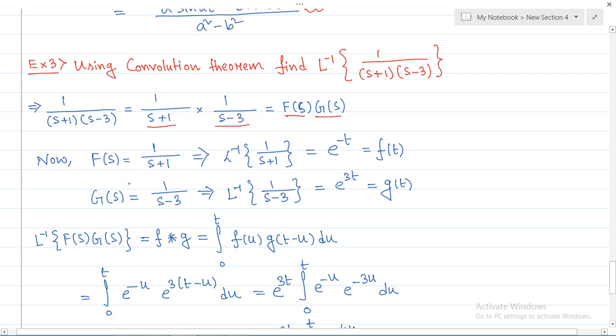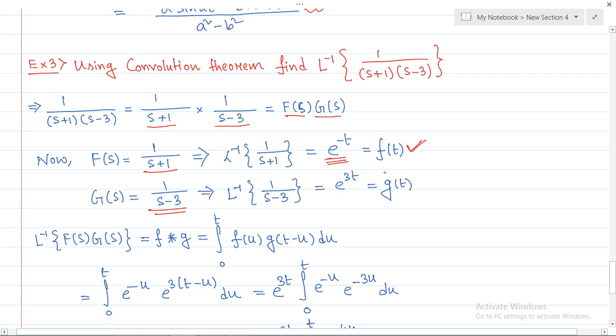Now Fs is what? 1 upon S plus 1. So L inverse of Fs, L inverse of 1 upon S plus 1, is equal to e power minus t. So this will be our function f of t. Now what is our Gs? That is 1 by s minus 3.